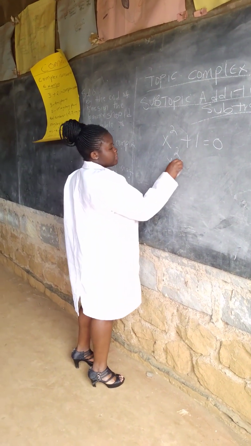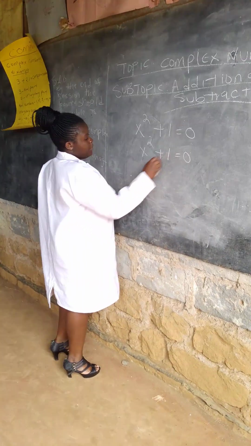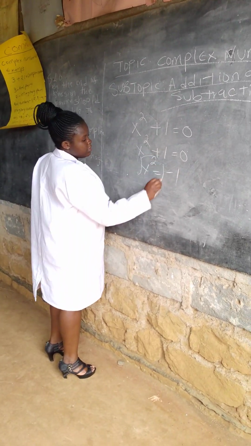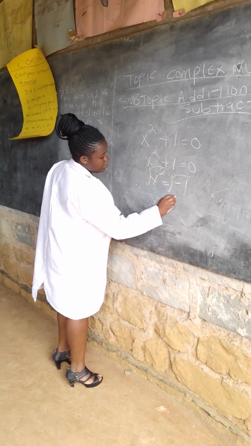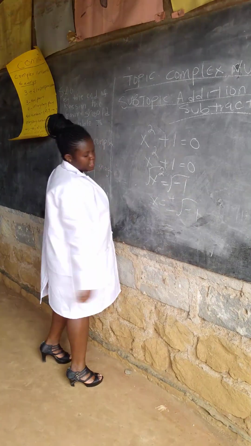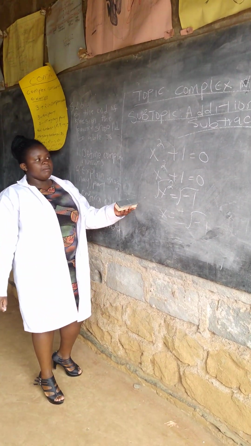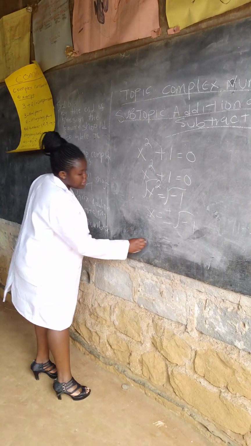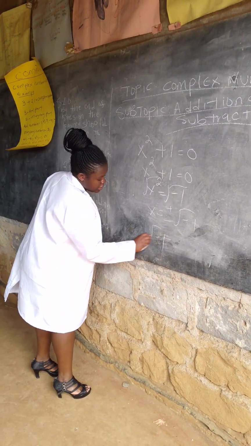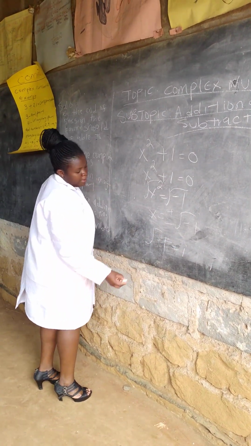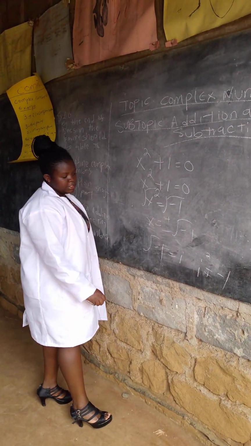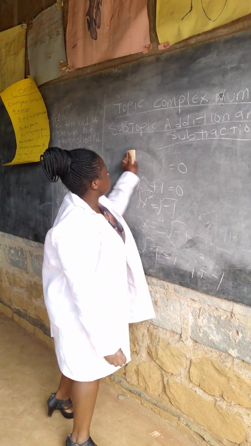We get x squared plus 1 is equal to 0. So x squared is equal to negative 1. When we take the square root, x is equal to plus or minus the square root of negative 1. So complex numbers enable us to find the square root of a negative number. So the square root of negative 1 is equal to i. Meaning i squared is equal to what? Negative 1. Is it okay? Yes. Okay.